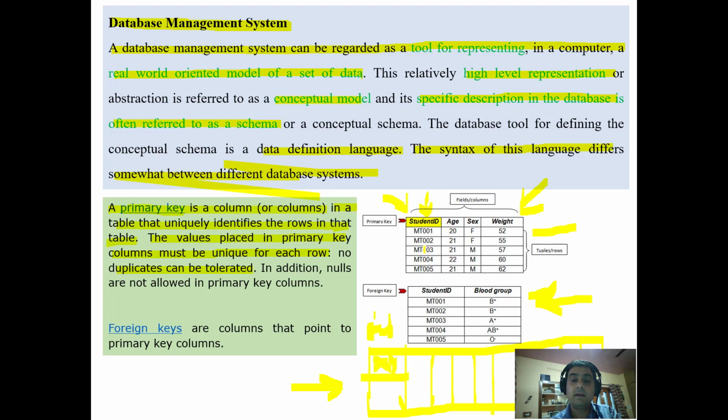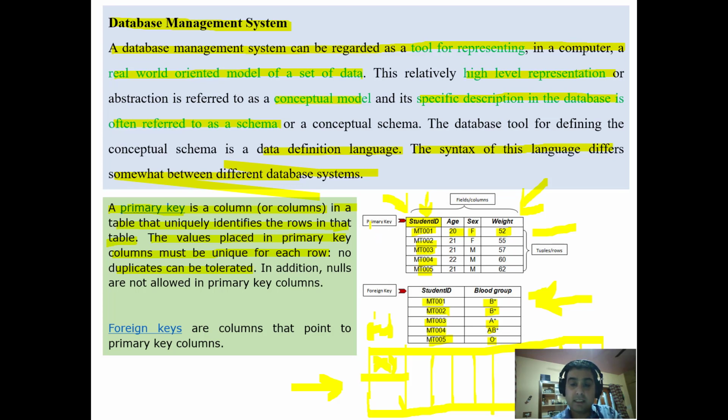If we consider this table, student ID 01, 02, 03, 04, 05, and he got the information 20, female, 52 is the weight. Likewise, the other person interviewed the same group of students and wrote their ID, which was the same as in the previous case, and he collected the blood group. Now we can see this primary key and this information, which can be referred to as the foreign key, remains the same, but the blood group can be added to this table with the help of the primary key.